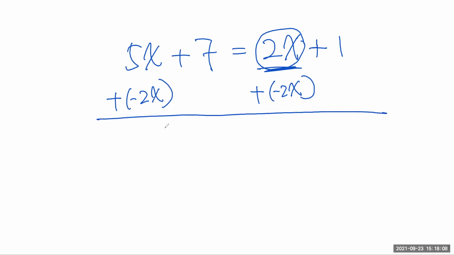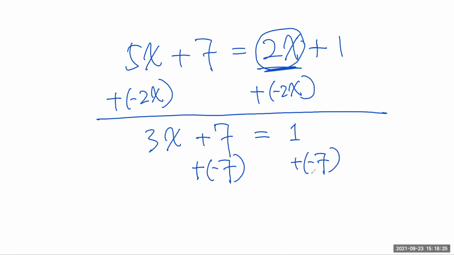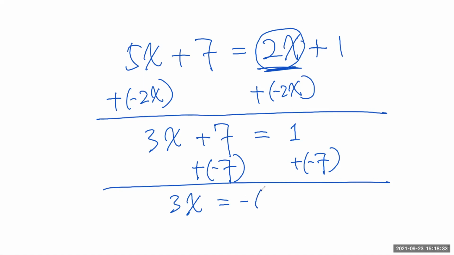So now what do we got? After that, we got 5x plus negative 2x is just 3x. Then we got 7 here. On the left, it's just 1. And at this point, we know how to do that. You just add negative 7 on both sides. And then we got 3x left. On the other side, negative 6. Then we just multiply by the reciprocal of the coefficient. So therefore, x is equal to negative 2.